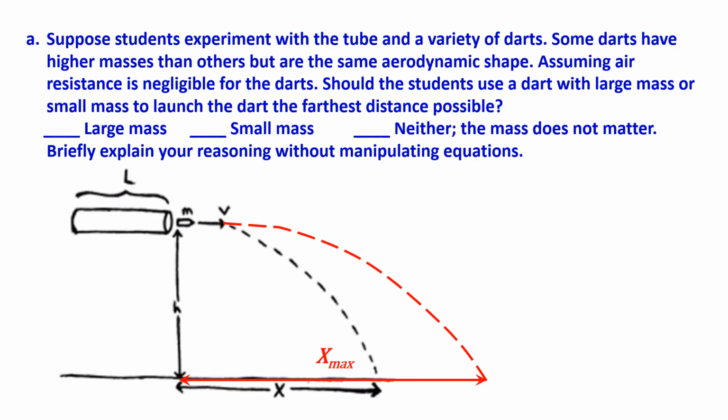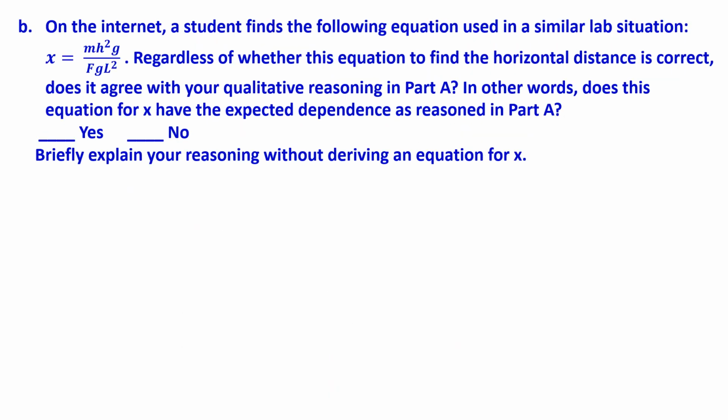So the next, well, this is the question. Of course, you will select small mass. Your justification is on the previous page. So now let's go to question B. Okay, so question B. On the internet, a student finds the following equation used in a similar lab situation.